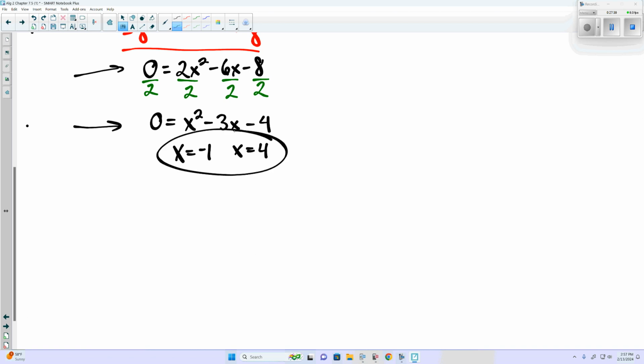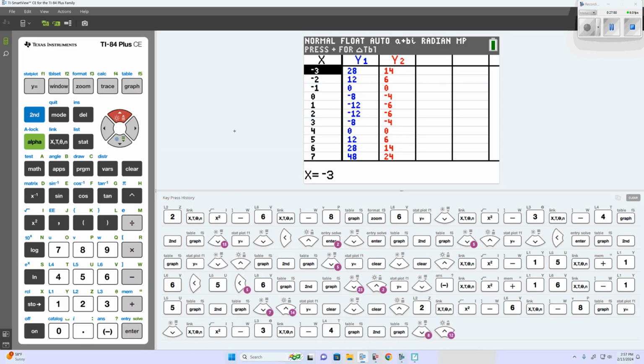And those are our solutions. And again, neither one of them is the restrictions. Because when we graph these in the graphing calculator, second graph our table, we're looking for what values of x make the y value be 0. And we see for the one in blue and the one in red at -1, it's 0 for our 2x squared minus 6x minus 8 and x squared minus 3x minus 4. They both gave us the same values.